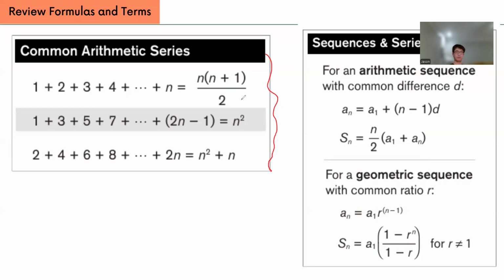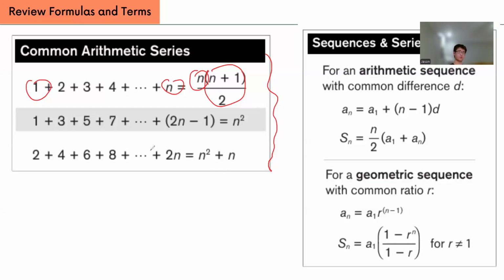There are a lot of different proofs. One way is that for any arithmetic sequence, it's just the number of terms times the average of the terms. So the average is just 1 plus n over 2, which is n plus 1 over 2, times how many terms there are, which is n. So n times n plus 1 over 2 is the formula for the sum from 1 through n.